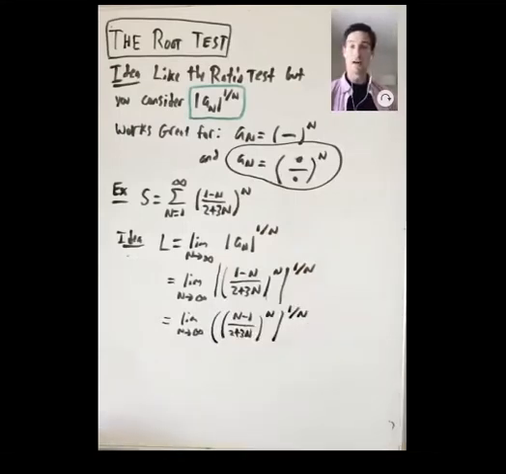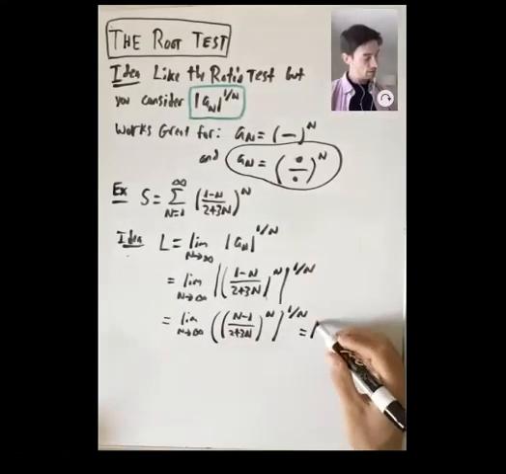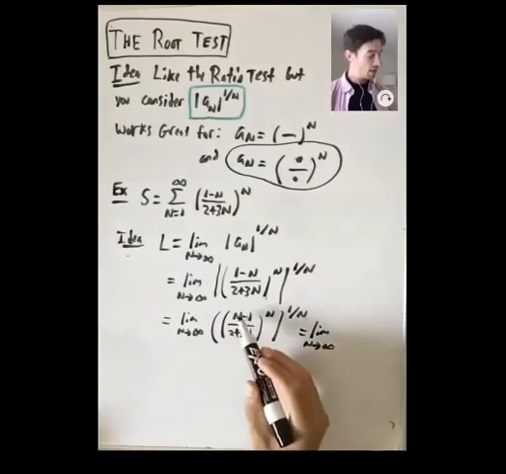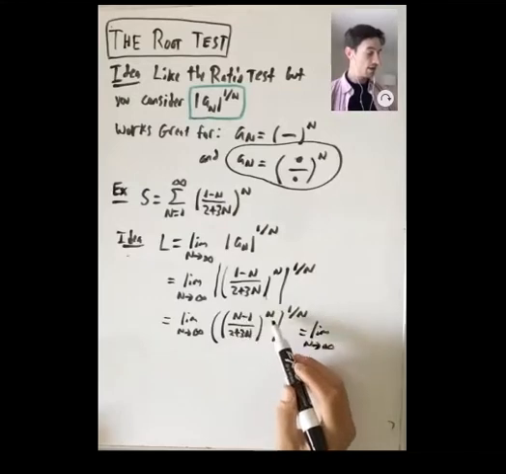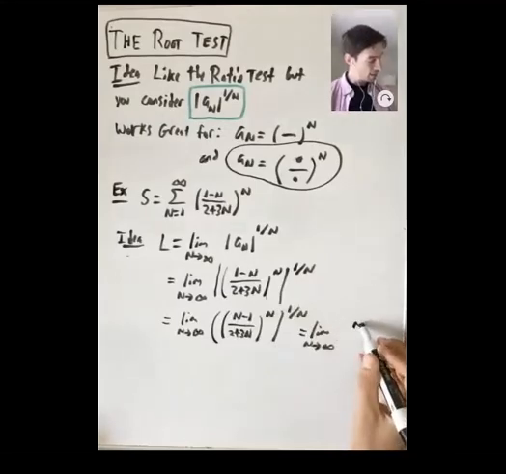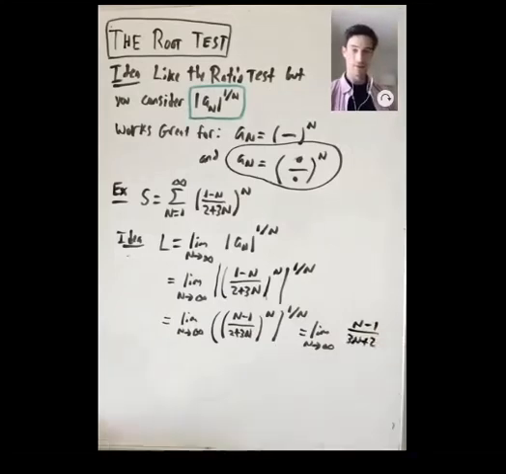And if you have some number raised to the a power and then to the b power, what you're getting is something raised to the a times b power. So this is the same as the limit as n goes to infinity of n minus 1 over 2 plus 3n raised to the n raised to the 1 over n. That's the same as raising it to the n times 1 over n, which is 1. So we're just getting n minus 1 over, let me rewrite this as 3n plus 2.